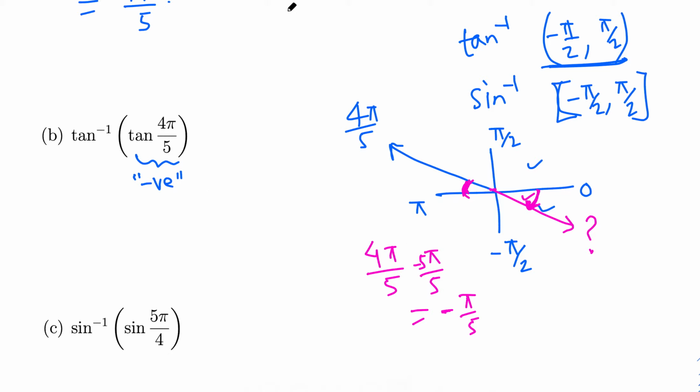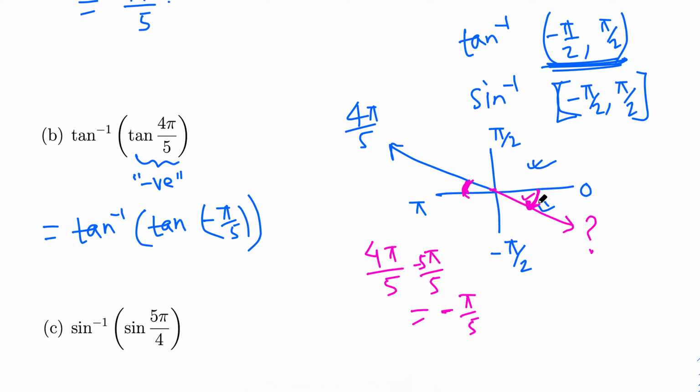So what we can do here is, this is same as tangent inverse of tangent negative pi over 5. Okay, and now this is in the range of tangent inverse here, negative pi over 2 to pi over 2. So then they simply cancel, their actions cancel. The answer is negative pi over 5.